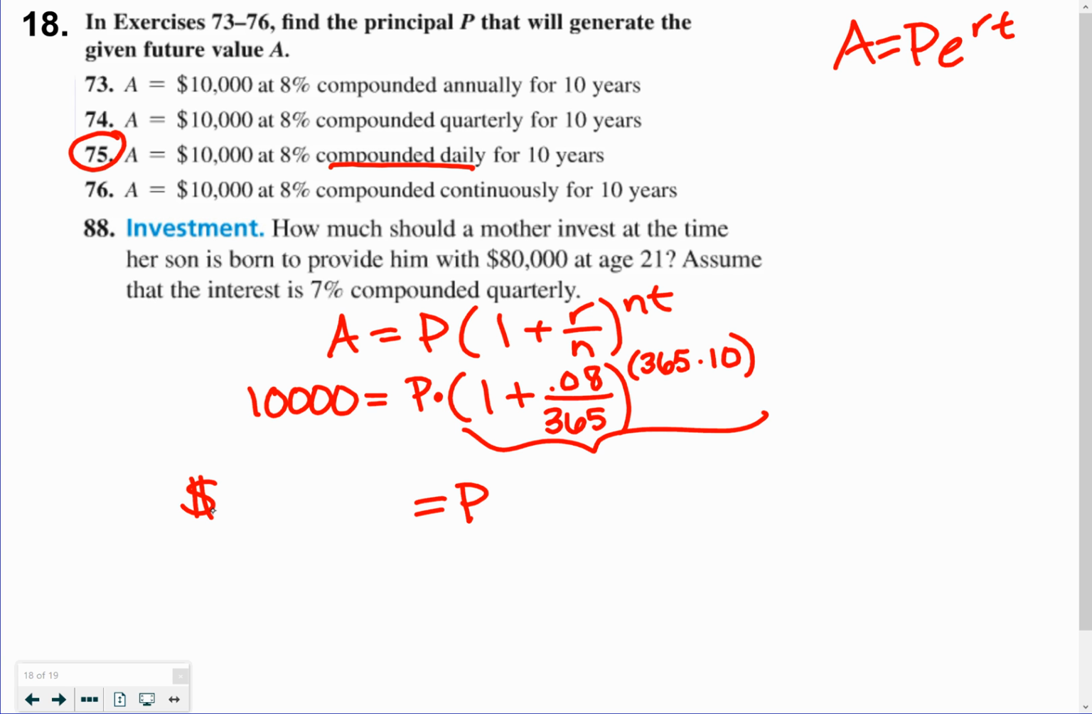So let's see. 1 plus 0.08 over 365, to the 365 times 10 power. This is like 2.225-ish. You really don't have to round it, though, because then in your calculator you can do 10,000 divided by that previous answer. And then you should be able to get to the penny: 4493.68. Then, if you want, you can plug that in for P and make sure you get approximately 10,000.